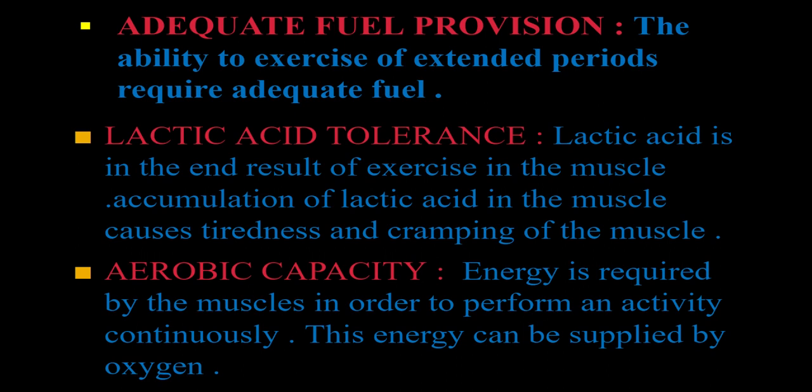Our next point is aerobic capacity. Energy is required by the muscles in order to perform an activity continuously. This energy can be supplied by oxygen. Therefore, the capability of the organism to keep an adequate supply of oxygen to the working muscles in our body for energy release is important for endurance performance.